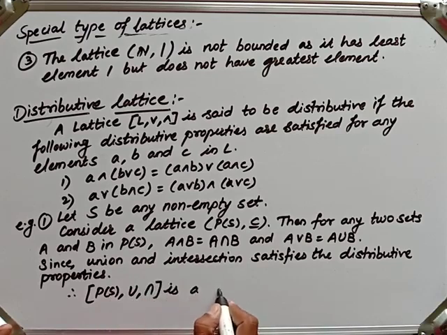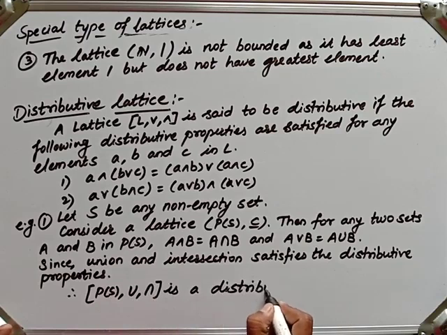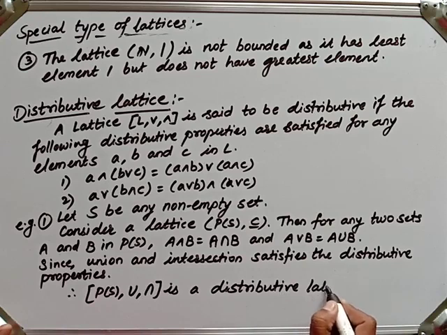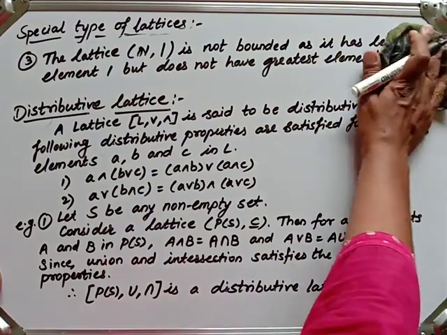is a distributive lattice. Now, here we should note that if any one of the distributive properties doesn't satisfy, then it won't be a distributive lattice for any triplet from that set. So let us write down that as a note.